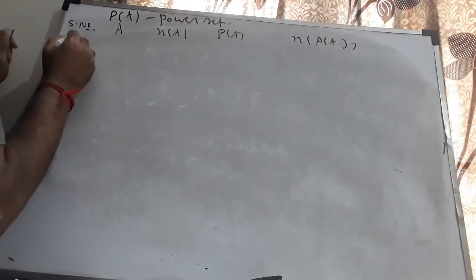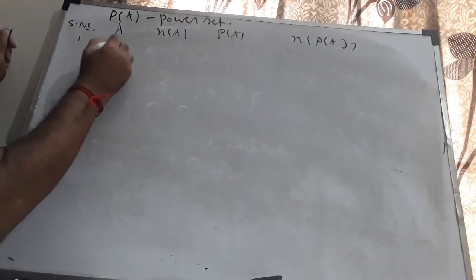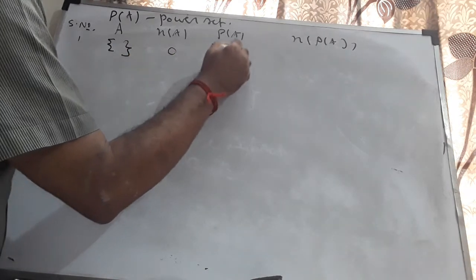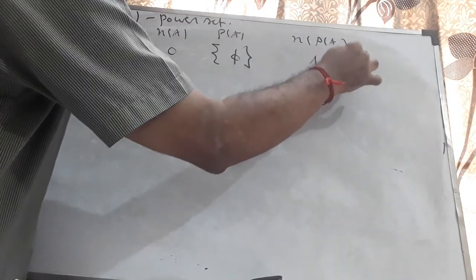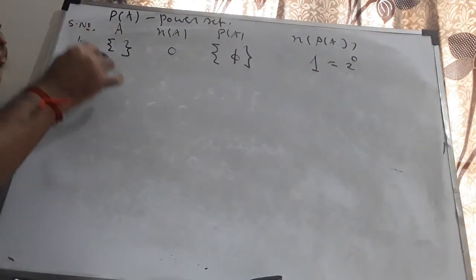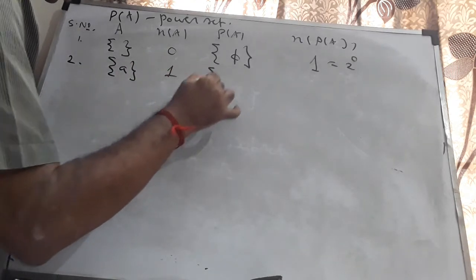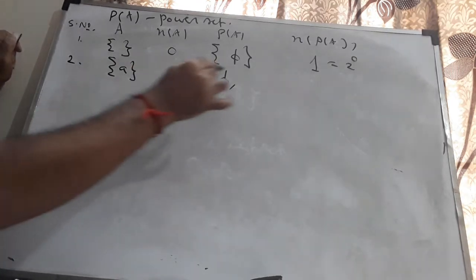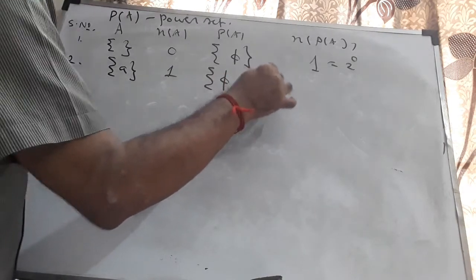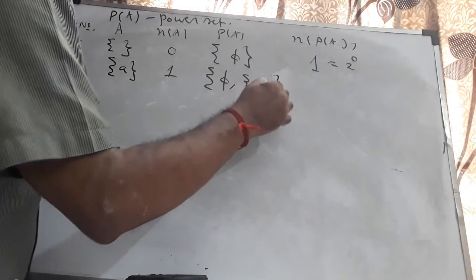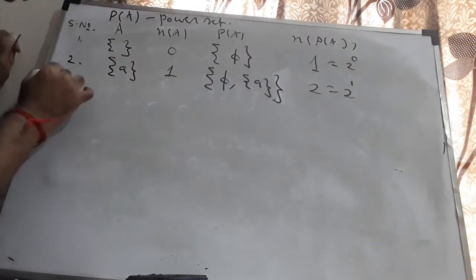Let us just check. Okay, let me take the empty set. Here it has number of elements 0. Here the power set contains the empty set. It has one element. I can write it as 2 power 0. Okay, let me take the set containing simply a. There is only one element here. The subsets will be the empty set and the set containing a. There are two elements here. This can be written as 2 power 1.